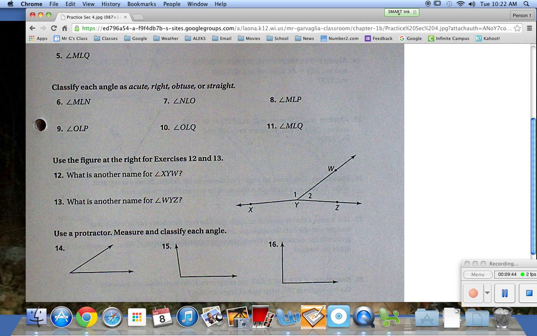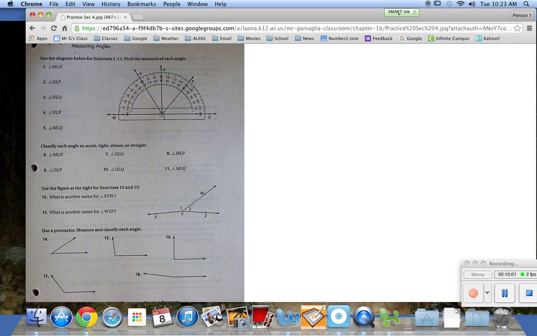What is another name for WYZ? Cade. WYZ. That's a 90 if you're looking at it. I'm just kidding. Acute. That's an acute angle. All right. It says measure these. We don't have protractors. Don't worry about that. If you have it on assignment, go ahead and get started on your assignment.